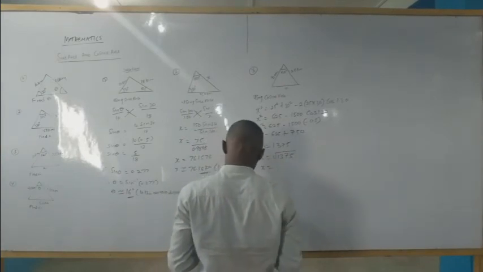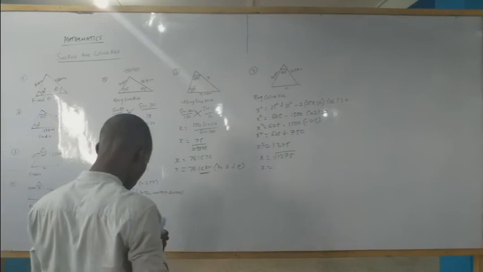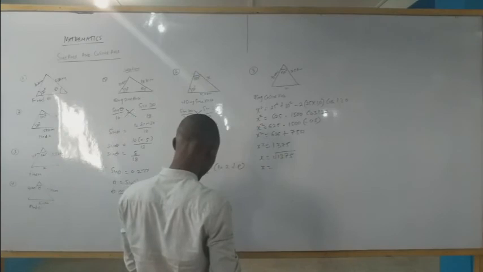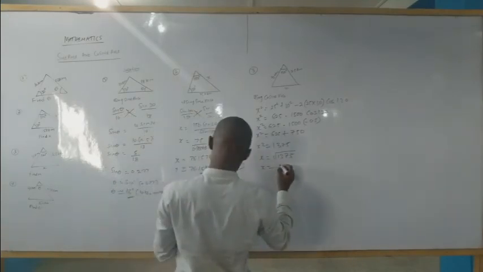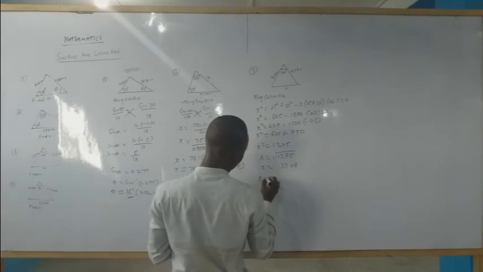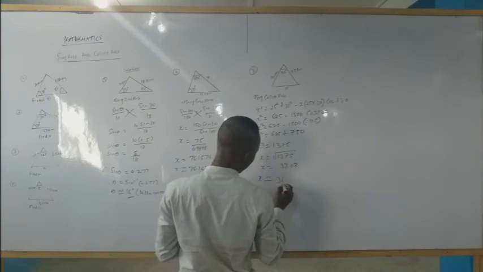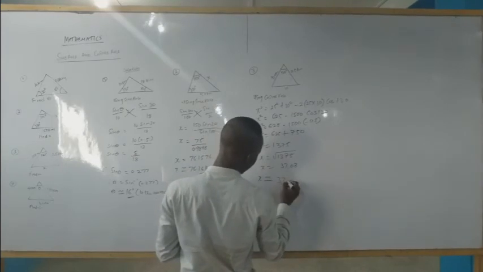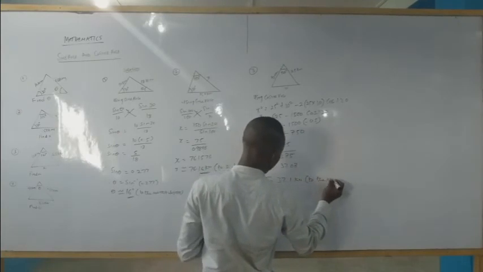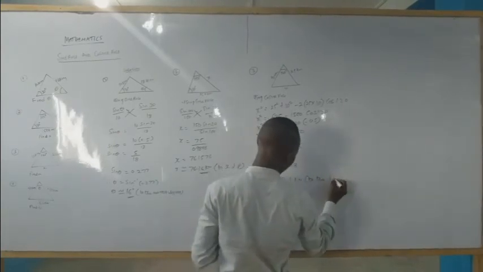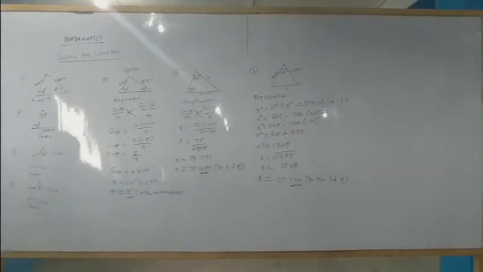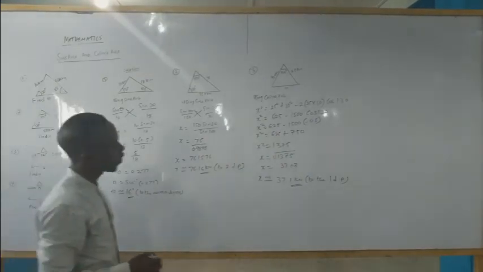So our s is equal to the square root of 1,375, which gives us 37.08. s is approximately equal to 37.1 to 1 decimal place. That's what we have. Then for the last one here, we have question number 4.